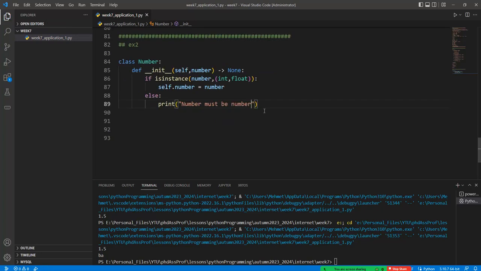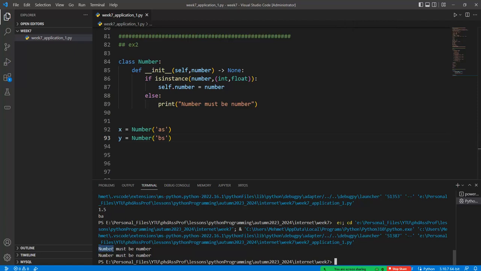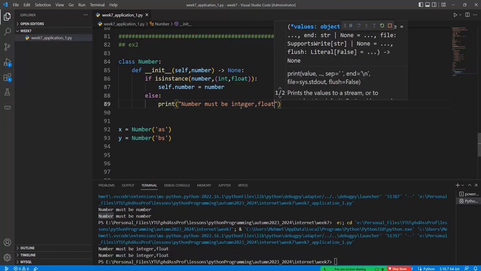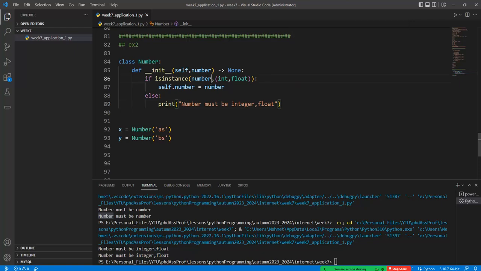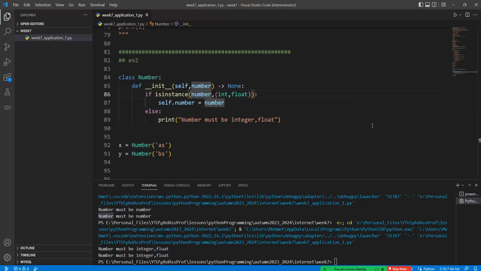For example, if we have the x value here like this one, the number a and y, and then if I run this code, we have this warning: number must be number, an integer or float values. So we can prevent this error situation by using this kind of function definition.